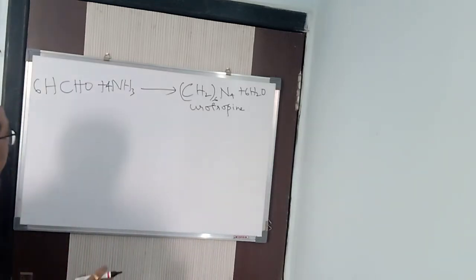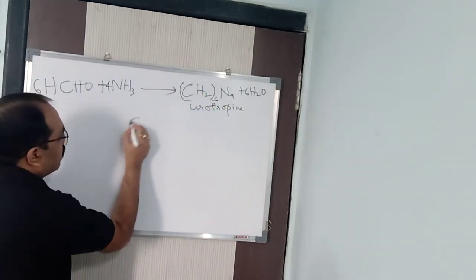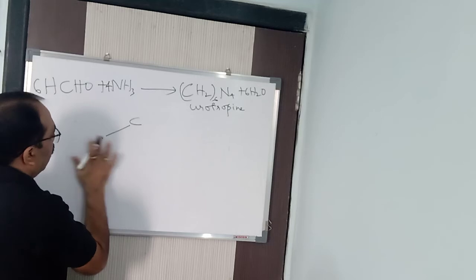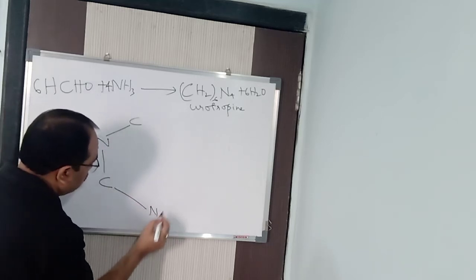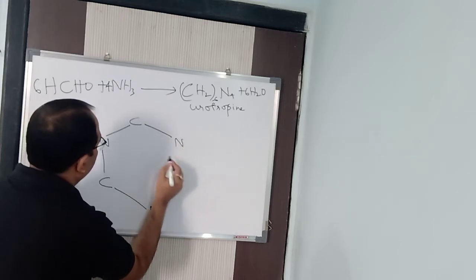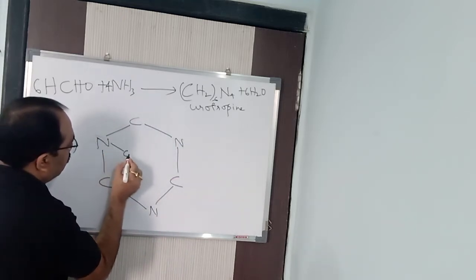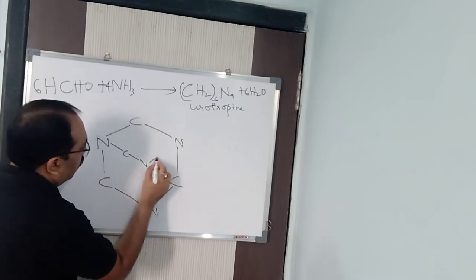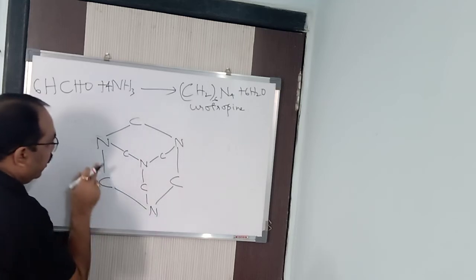Okay? Forget about it. Now, how to draw the structure of urotropin? It generally comes in the exam. Now listen here. See here. How to draw the structure? N. This is C. This is N. This is N. It is C. Now here C, then N, and this one. Now count it and see.